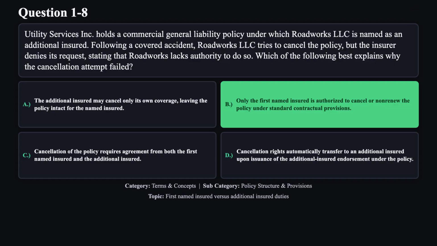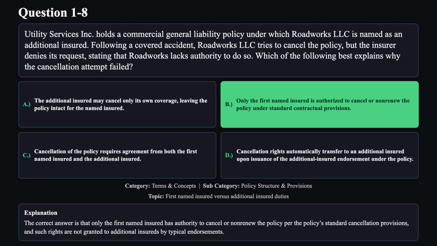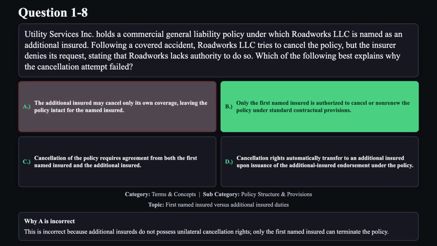The correct answer is B. The correct answer is that only the first named insured has authority to cancel or non-renew the policy per the policy's standard cancellation provisions, and such rights are not granted to additional insureds by typical endorsements. Reason A is not correct. This is incorrect because additional insureds do not possess unilateral cancellation rights. Only the first named insured can terminate the policy.